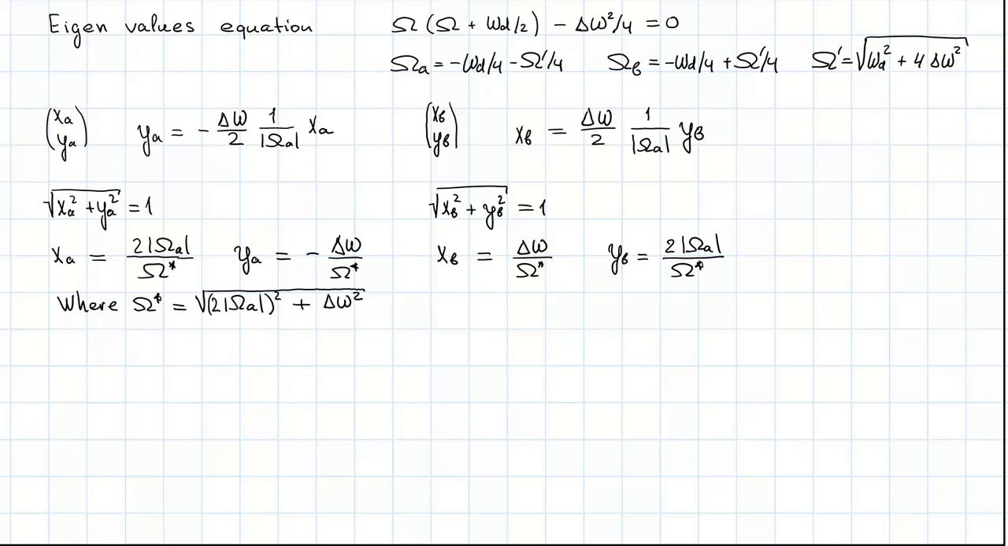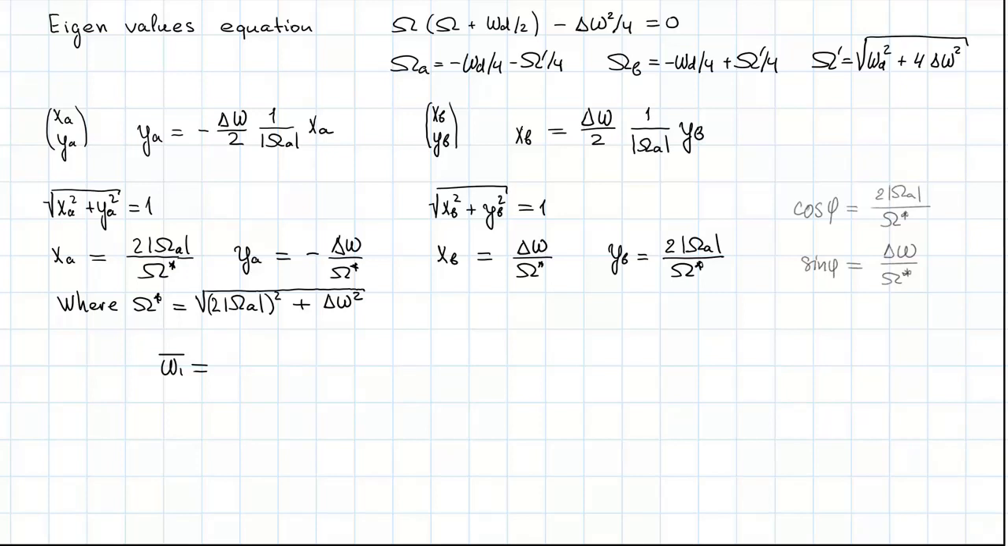It is convenient to introduce the angle phi, with the relation cosine phi is equal to 2 absolute value omega a divided by omega star. Consequently, sine phi is equal to delta omega divided by omega star. Hence, we can write down all four eigenvalues of our spin Hamiltonian.